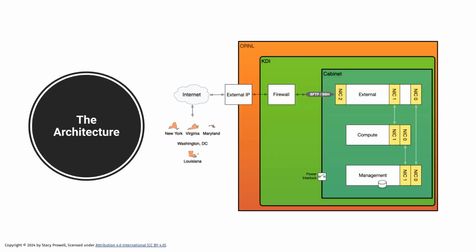So here's the basic outline. So the jurisdictions are over on the left there. They connect to the internet of cat videos and porn, and send their data to the external IP address of the national lab. From there, it works its way over a dedicated connection to the knowledge discovery infrastructure, KDI, and goes through our firewall and then connects into the specific cabinet and to a dedicated network interface card. We actually had dedicated cards for each one of these connections onto the external node.